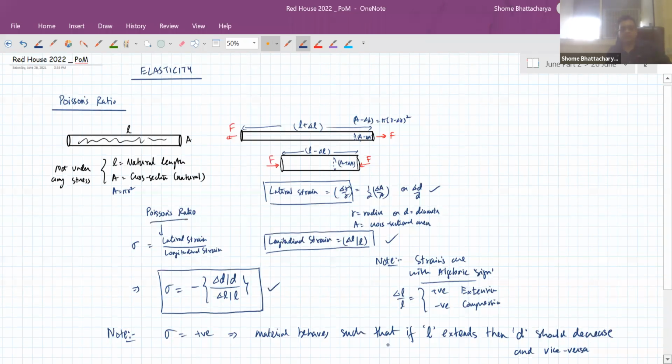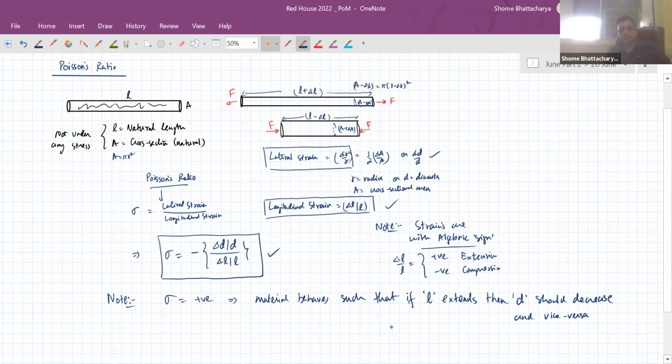So this is the typical case like for a metallic cylinder or rod. It will typically behave in this way, that is Poisson's ratio is a positive quantity because the behavior of the two strains is opposite. One being positive will result in the other being negative and vice versa.